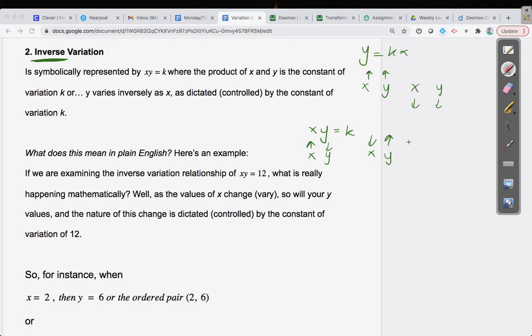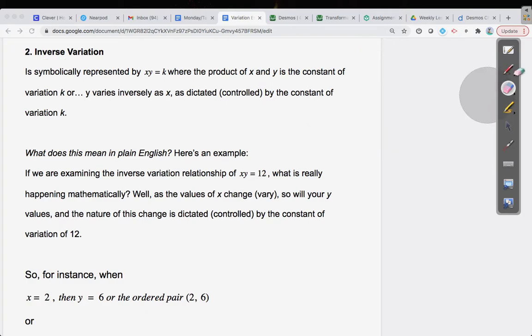So it is likely that the word inverse variation refers to this, how one variable is decreasing or moving in one direction while the other variable has to change in the other direction in order for the product to be the same. So that's one difference between the two relationships. Of course, the equations are different as well. Again, we're contrasting y equals kx for direct variation to xy equals k for inverse variation.